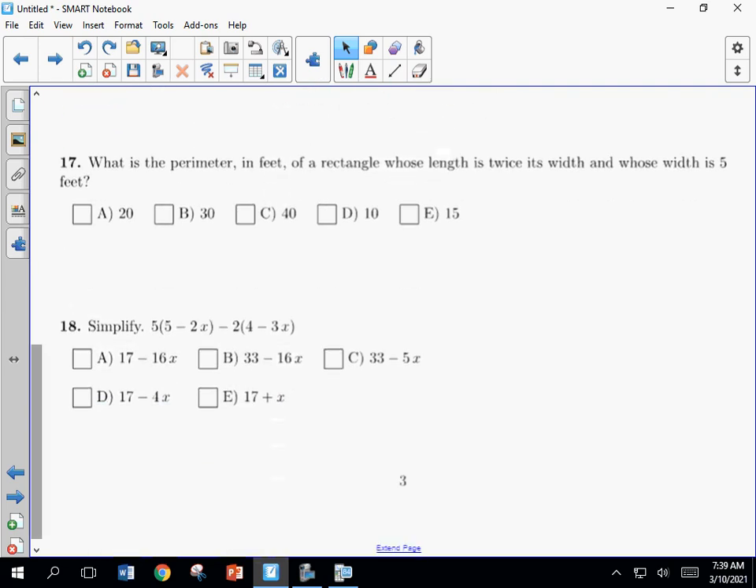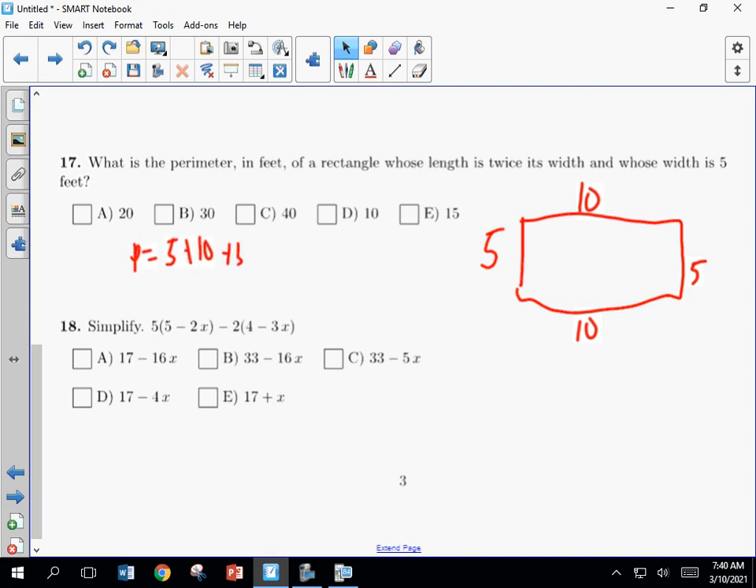What is the perimeter in feet of a rectangle whose length is twice its width and whose width is 5 feet? All right, so this one is easier. They told us what the width was. They said the width is 5 feet, and it says the length is twice. So this is like a multiplication when you're talking about twice or 3 times or 4 times. So twice the length of 5, 2 times 5 is 10. And to find the perimeter, you add them all up. Now be careful, you may get an area problem, so you'll multiply for area, but perimeter, you just add them all up, and you get 30.